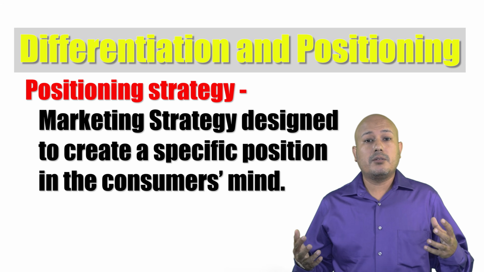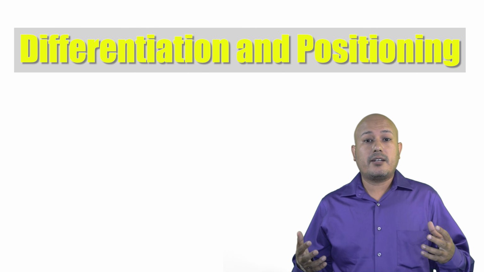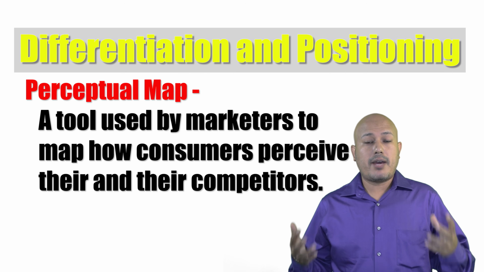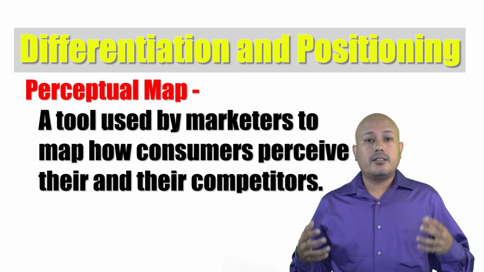Now, let's talk a little bit about a tool a lot of companies use to figure out what position their brand occupies in the consumer's mind. This is called a perceptual map, and to understand how we create a perceptual map, let's take a look at another video.